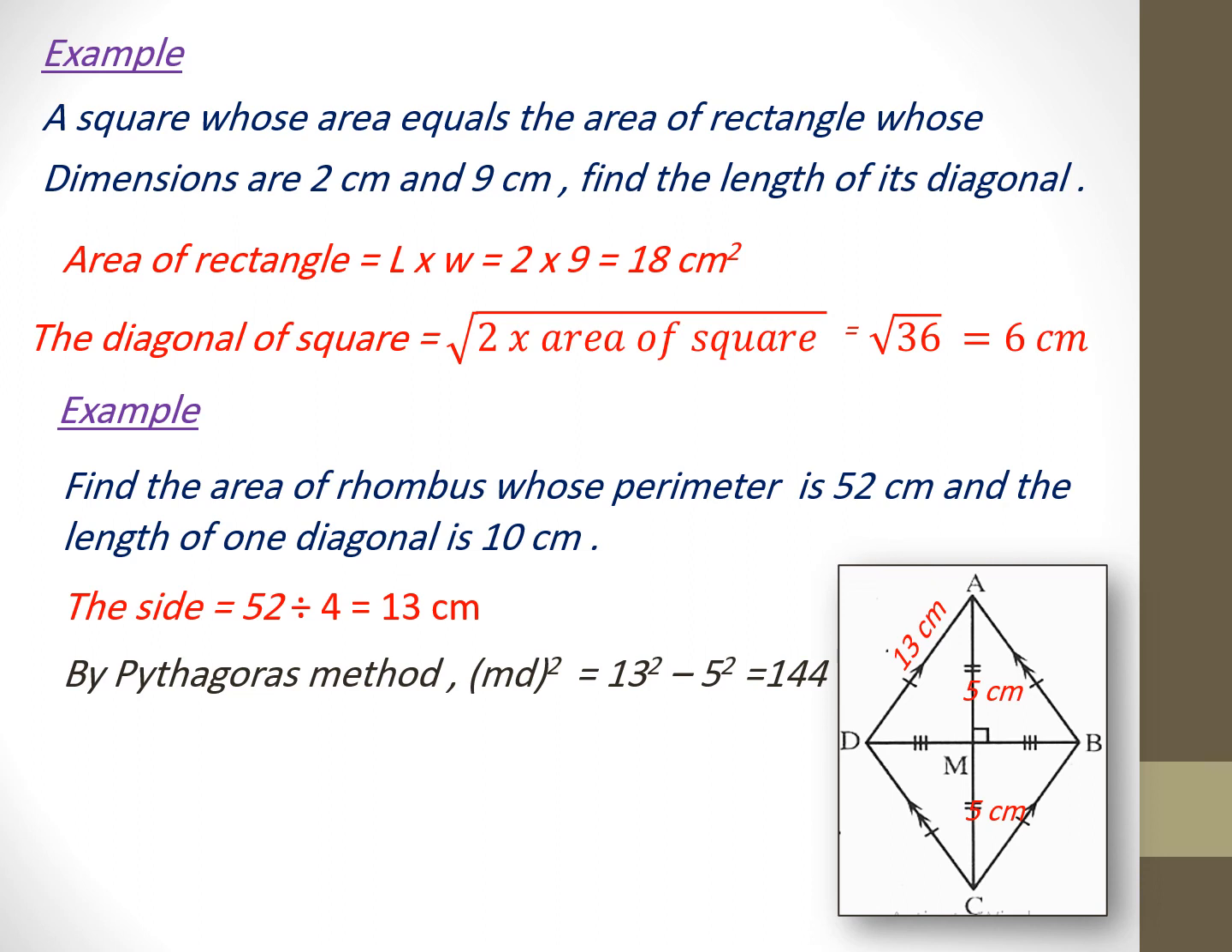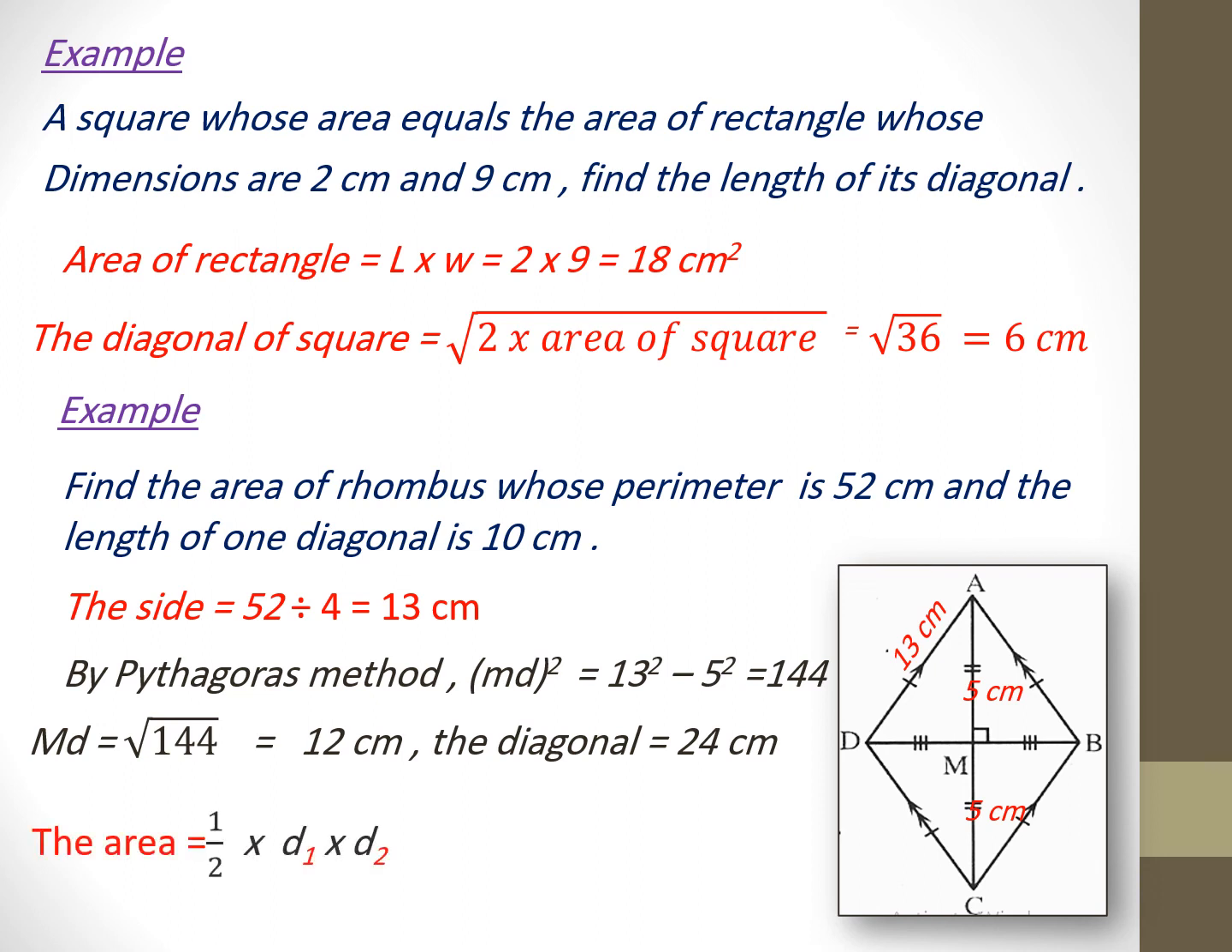But I want MD only, the length of the side only, not squared. So MD will be the square root of 144 equals 12 centimeters. 12 centimeters is only half of the diagonal. But I want the full diagonal BD, so we will multiply it by 2. It will be 24 centimeters.